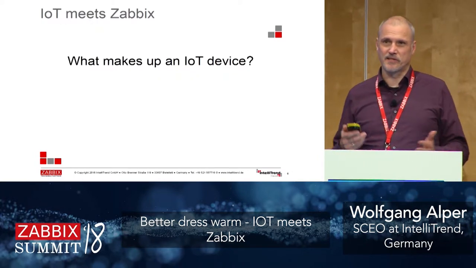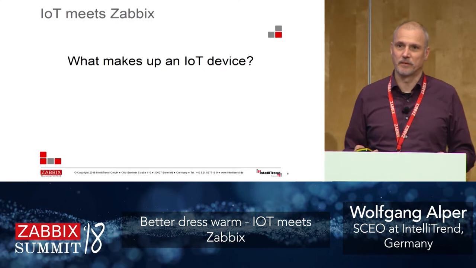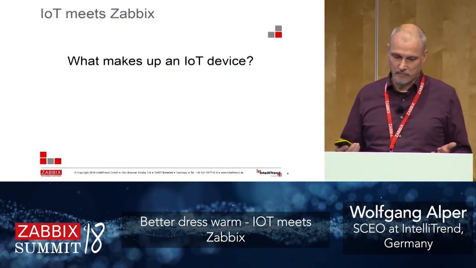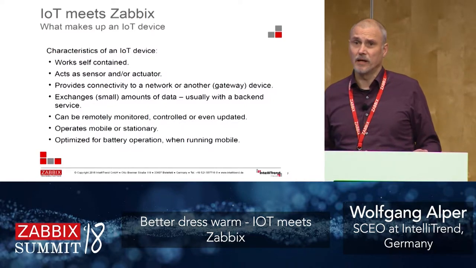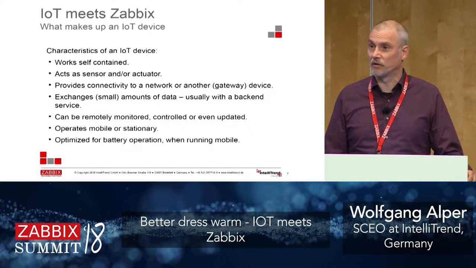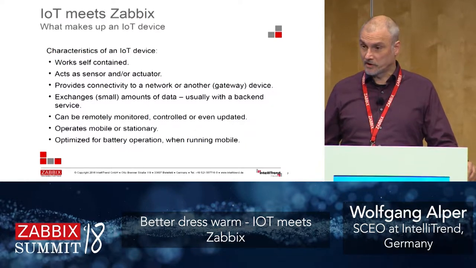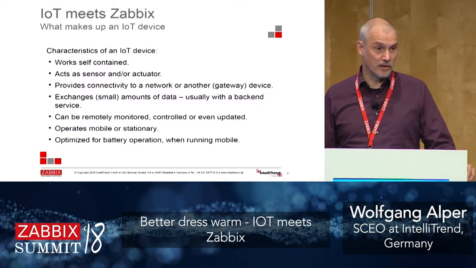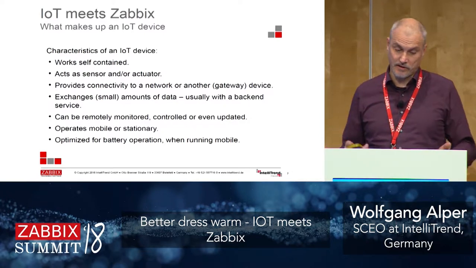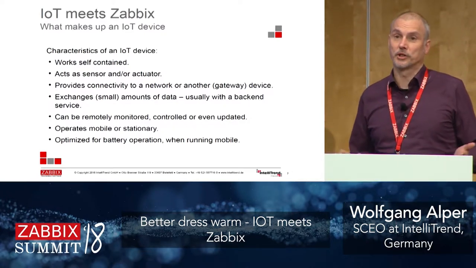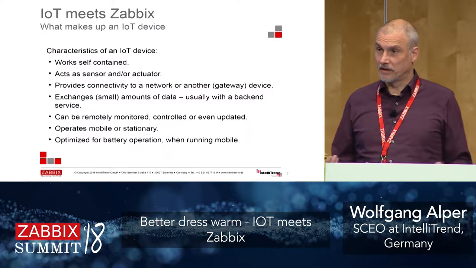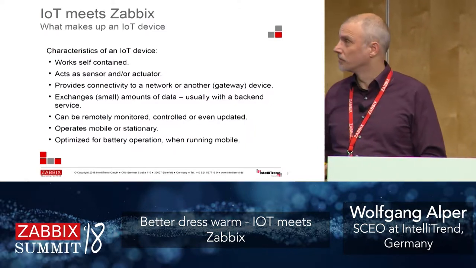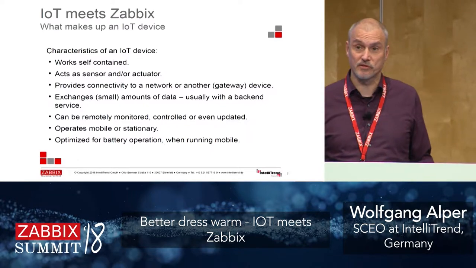Now we have a basic understanding about the IoT, from the idea of the IoT. What makes up an IoT device was the next question we asked ourselves. Basically, an IoT device has to be self-contained. So something that only works if I plug it into my notebook or my desktop would certainly not be an IoT device. As said before, it should either work as a sensor or as an actuator, and it needs to provide connectivity either to our IoT network or maybe to a gateway service.